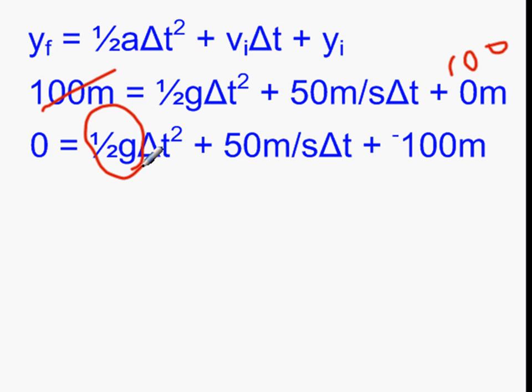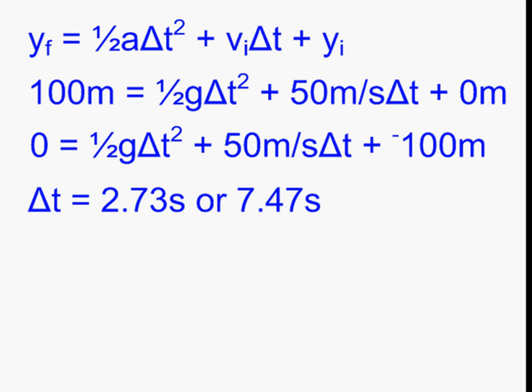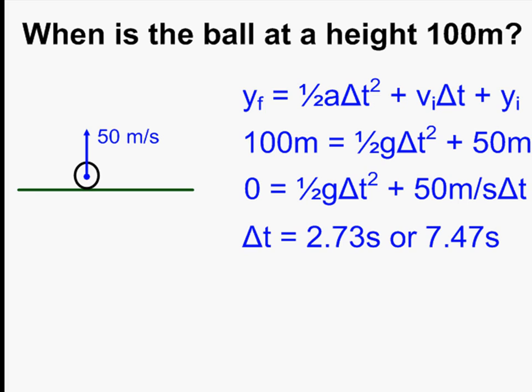This first part right here is the a in the quadratic. The second part, the 50 meters per second, is the b. And the last part, without any variable attached to it, is the c. And so entering those numbers into the quadratic formula, you will get an answer. You'll get two answers actually. One is 2.73 seconds and the other is 7.4 seconds.